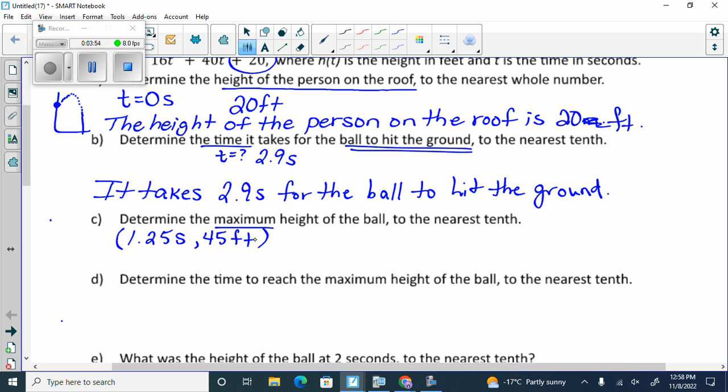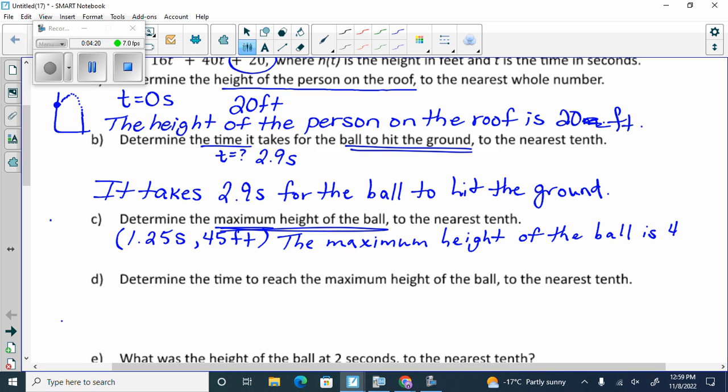So here it says, determine the maximum height of the ball. Which one do I care about? 45. So we take the maximum height of the ball is 45.0 feet.